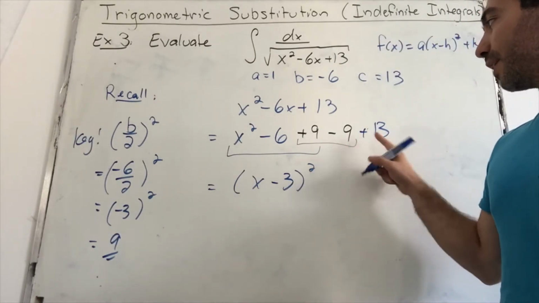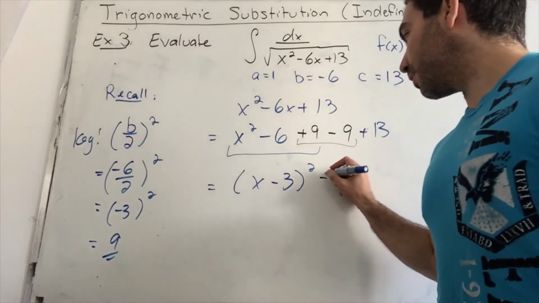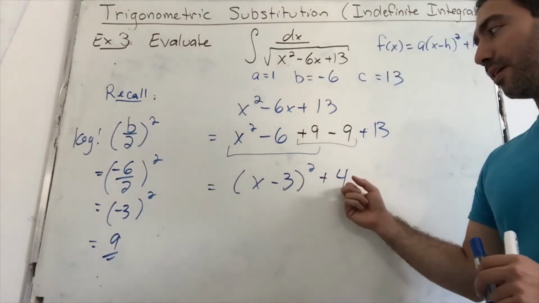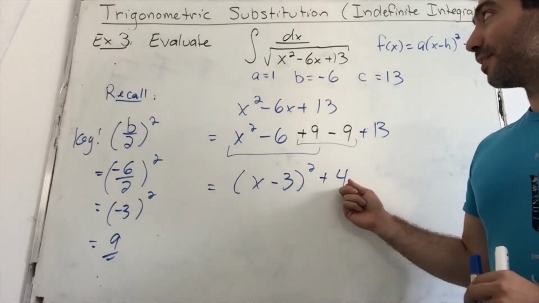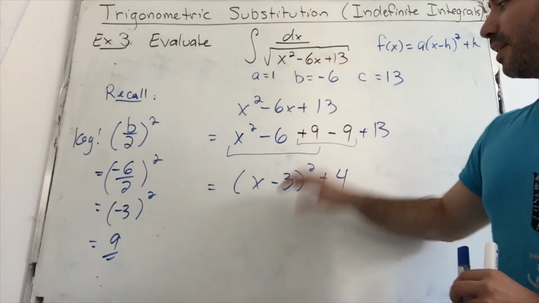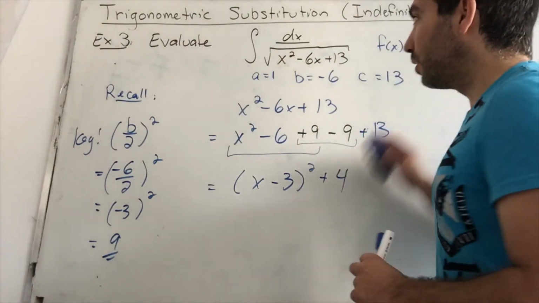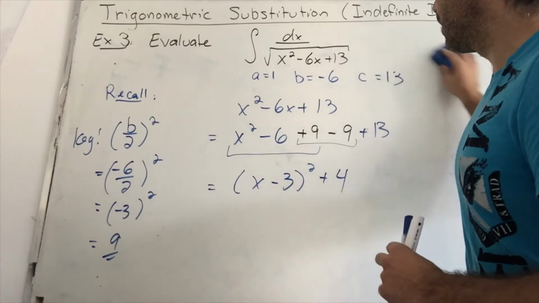And then the last two terms we have are negative 9 plus 13, which gives us plus 4. Now we have something squared plus a number. So we're going to rewrite what's in the bracket as this, and now we can use our trigonometric substitution.